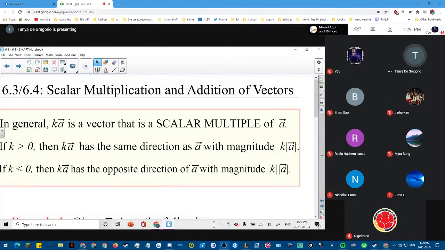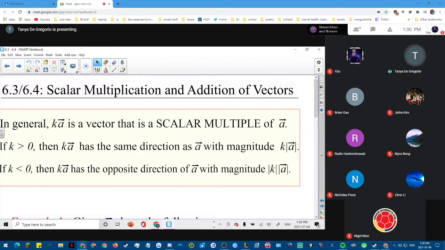If k is a value greater than 0, then I take k and multiply it by vector a. K is a scalar. K is not a vector. It doesn't have an arrow on it. So now this new vector that is created has the same direction as vector a did, but the magnitude is going to be multiplied by that scalar k. So the size has changed, but the direction has not, okay?